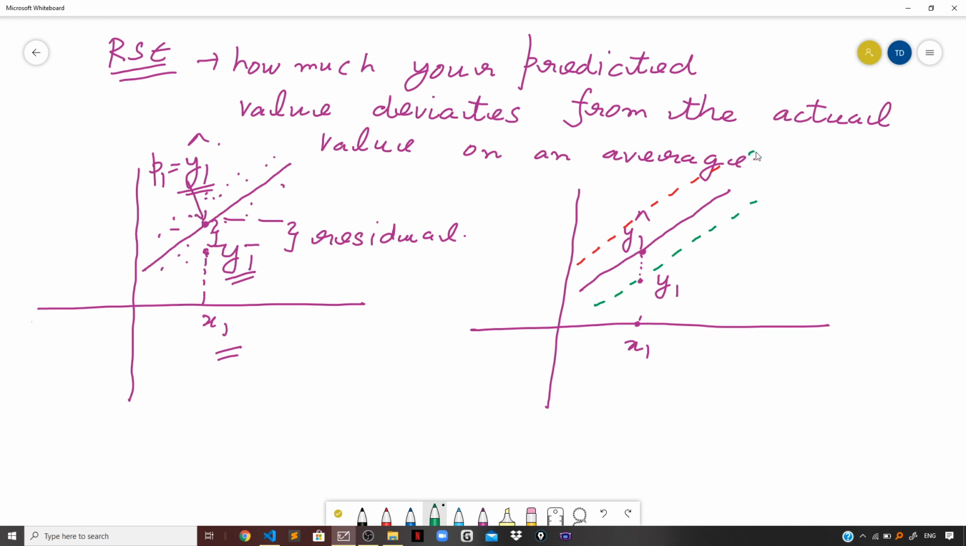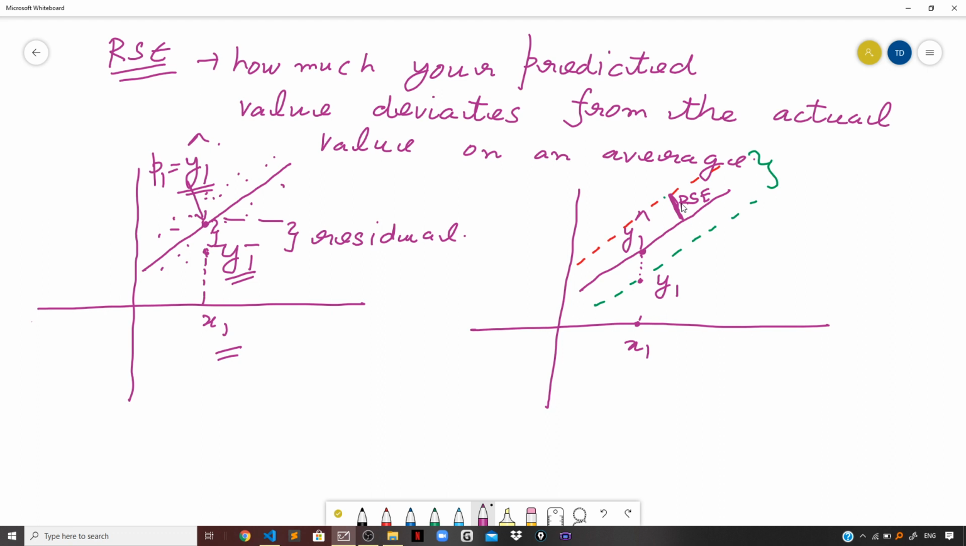So this margin is basically telling you the average amount of variance or deviation in terms of your predicted values and the real values. The margin that you are seeing here is known as RSE. So this is your RSE, this thing. Okay, this is your RSE, the residual square error. So the margin that you can see here is known as RSE.